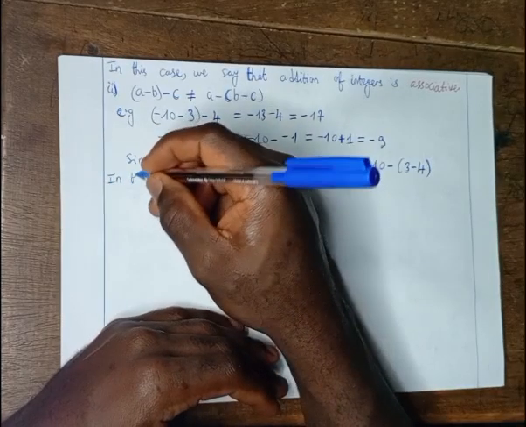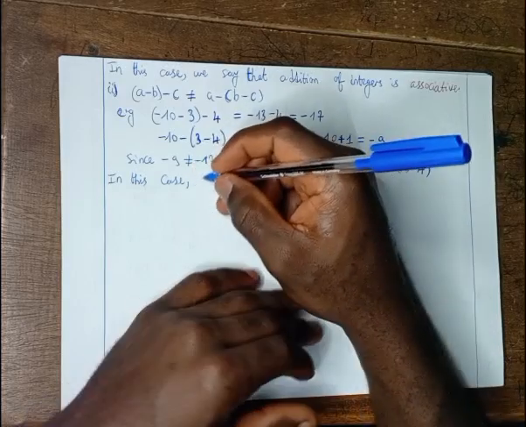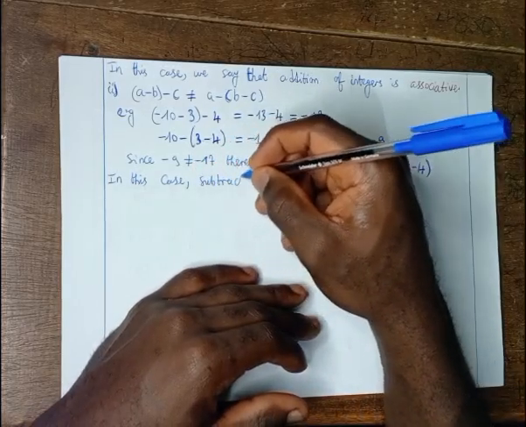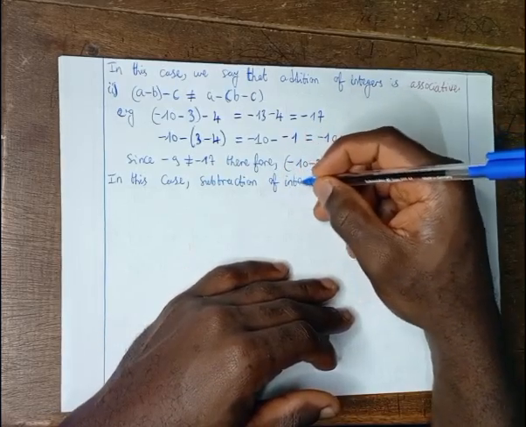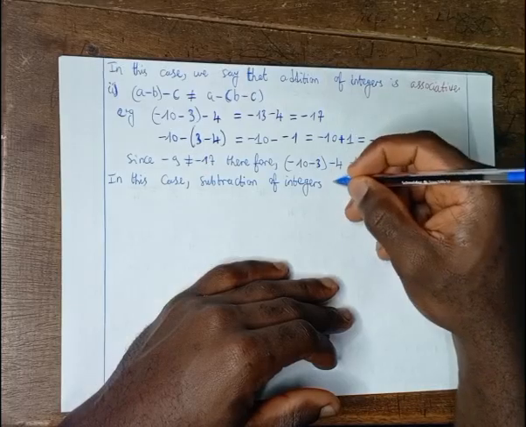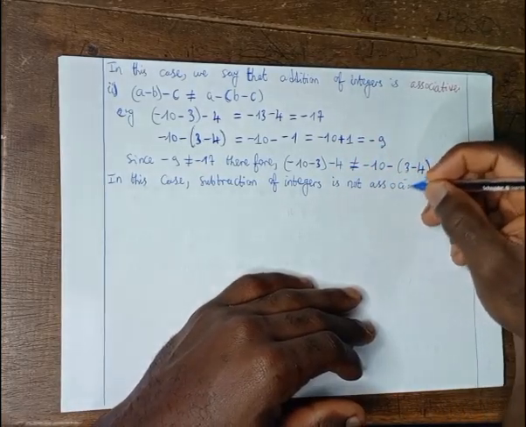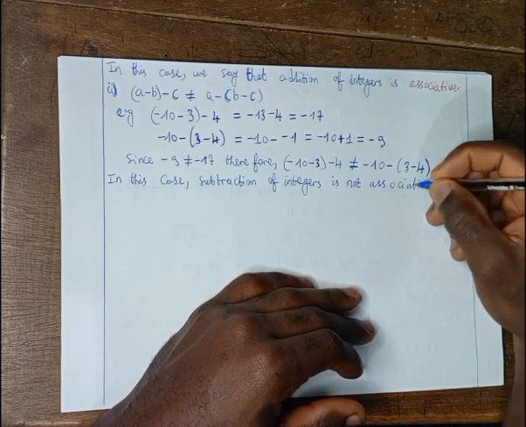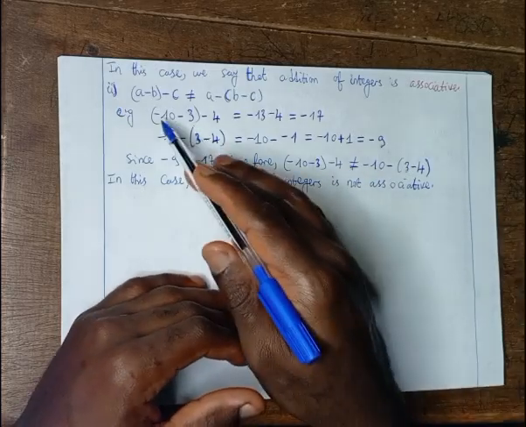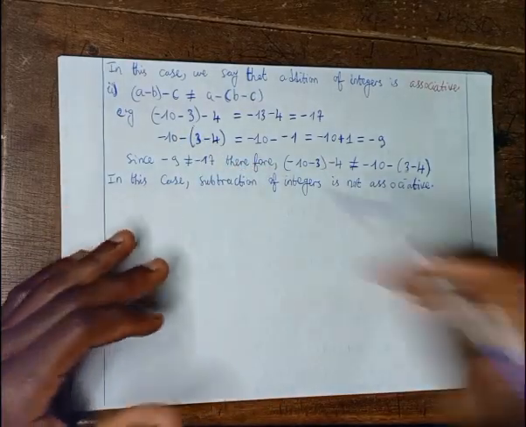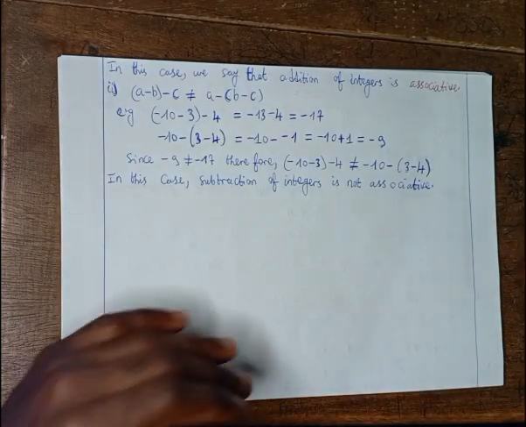In this case, subtraction of integers is not associative. Because when you group the terms in brackets, you can see when you group the first pair in brackets, then you keep the third term outside, the results will never be the same.